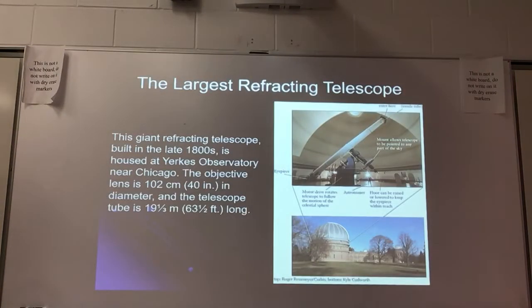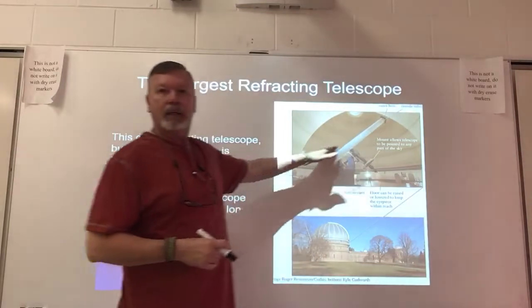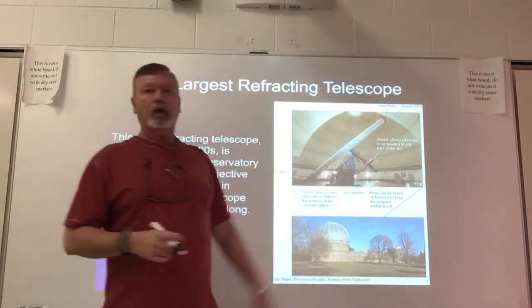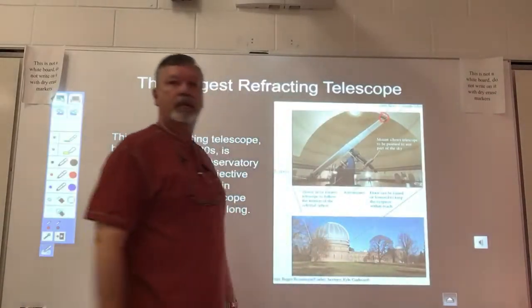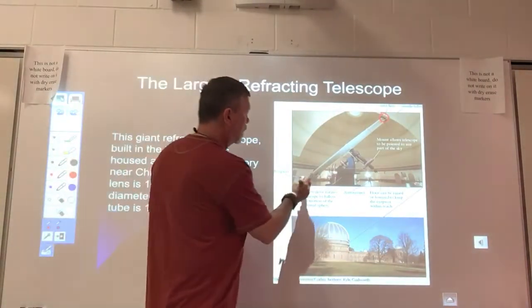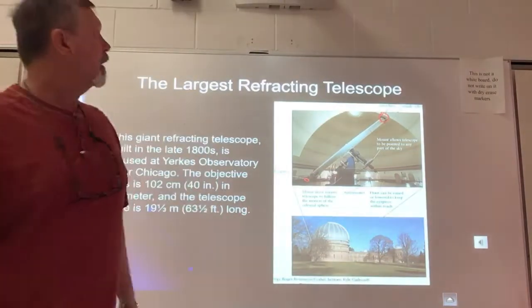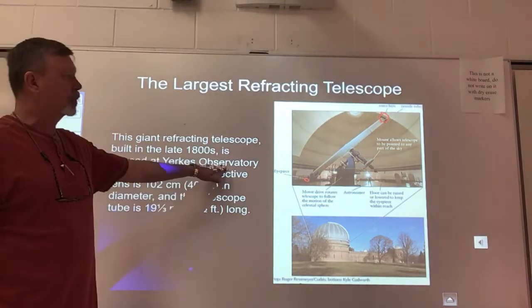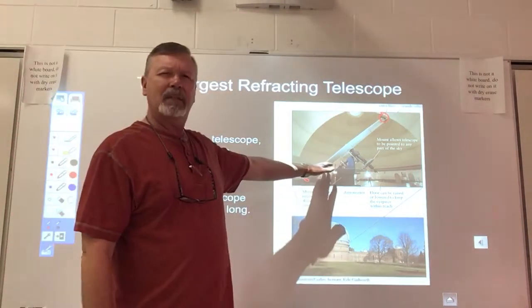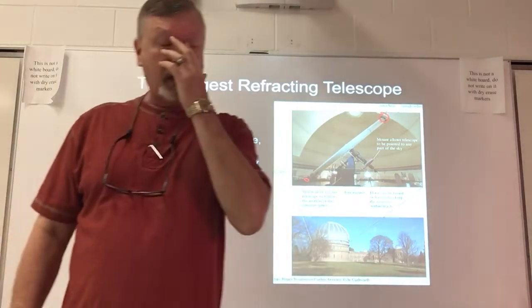Skip this lens, okay? This is an example of what a refracting telescope looks like. It's a great big long tube. Up here, you have the objective or primary lens. Down here, you've got the eyepiece, okay? This happens to be a giant refracting telescope at Yerkes Observatory. Right now, I believe this is the largest refracting telescope that we have, okay?